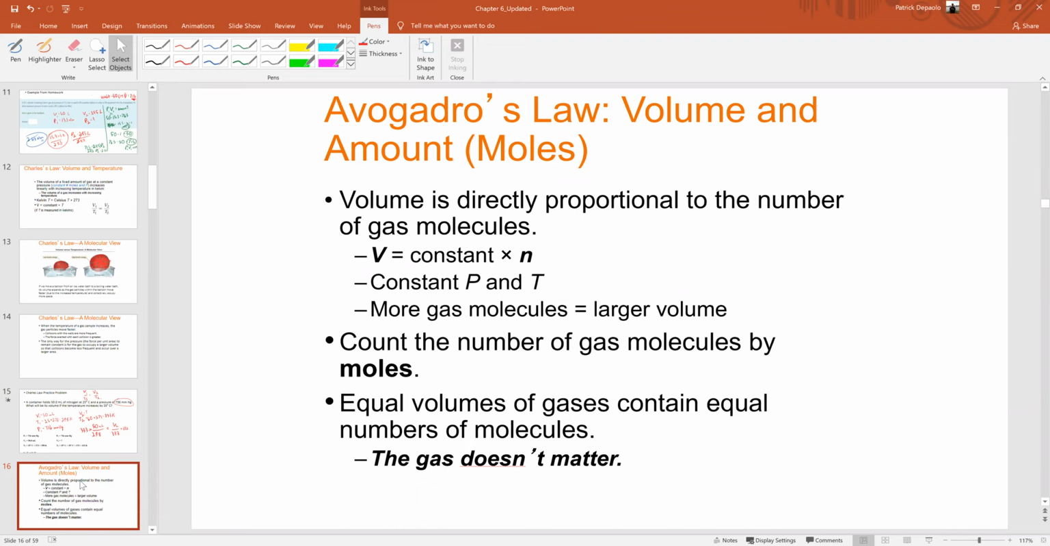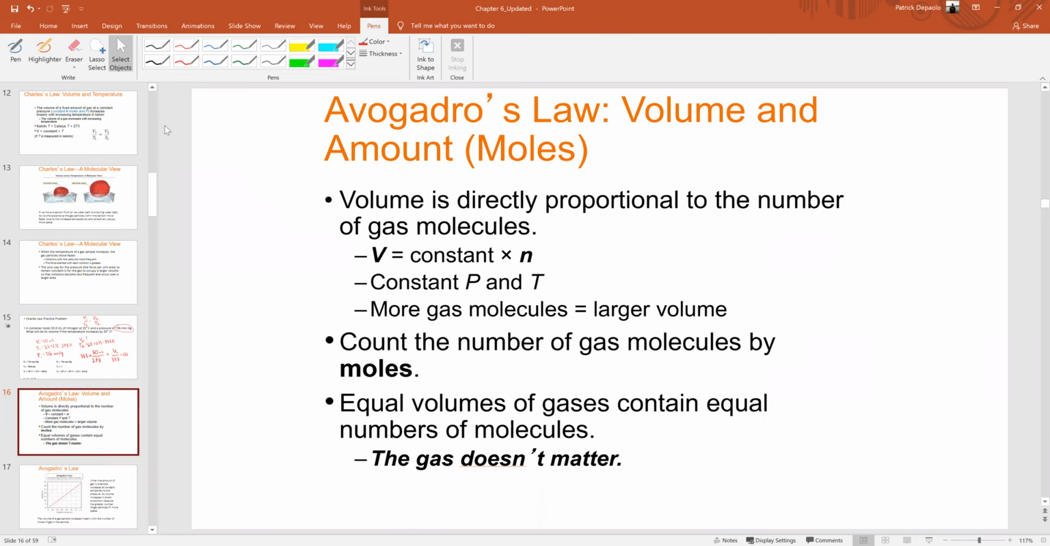Same concept as Charles's law, but we are making a comparison between volume and amount in moles. So the equation, which I'll write down, is V1 over N1, which is the amount in 1, equals V2 over N2.